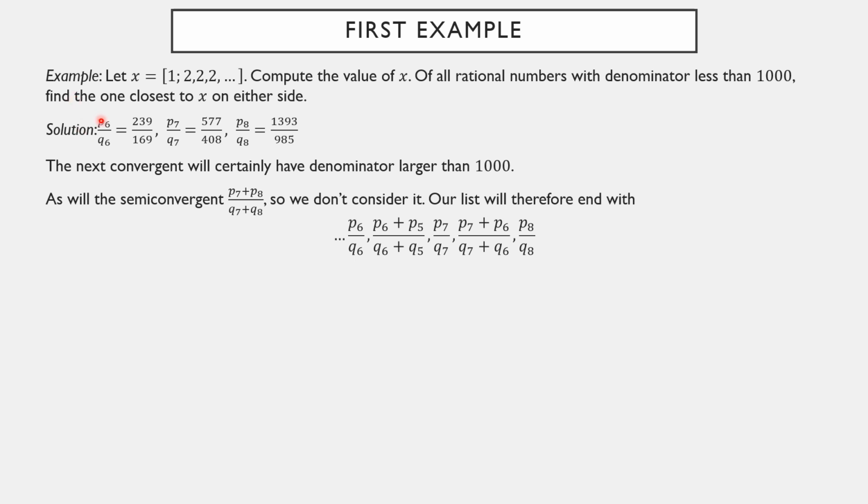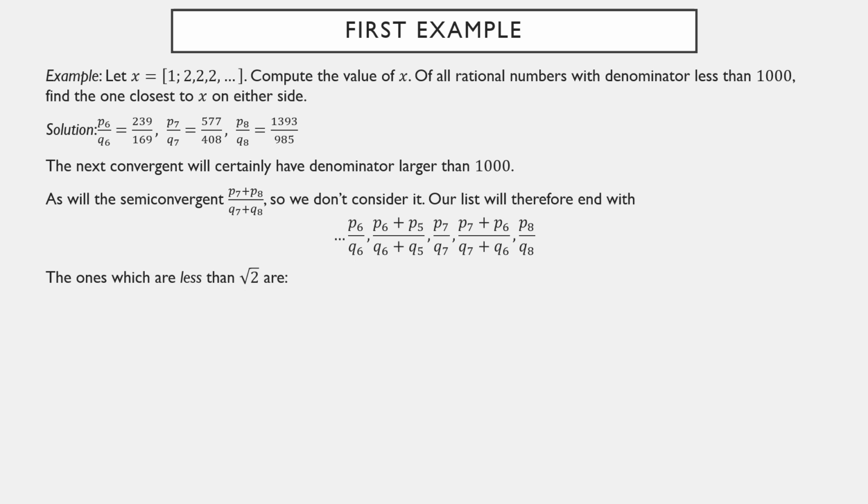Then we'll do that semi-convergent with P5 over Q5. But if I did it twice, because all of the partial quotients are 2, we would just have reached P7 over Q7. Then I'll do the semi-convergent of this with P6 over Q6. If I do it twice, I'll just be at P8 over Q8. And the next semi-convergent will be too big in its denominator, and that's where we'll stop. So here's the end of our list, cutting it off where the denominator becomes larger than 1,000.